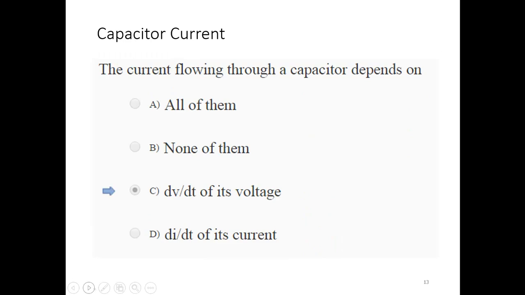Now, if you look at the capacitor, the current through a capacitor depends on what? We remember that the current of a capacitor is C dV by dt. That means the current through a capacitor depends on the dV by dt of its voltage, not the di by dt. The voltage of an inductor is equal to L di by dt. If the question was asking about the inductor, it would depend on L di by dt, but for a capacitor it's dV by dt. The answer is that the current flowing through a capacitor depends on dV by dt.